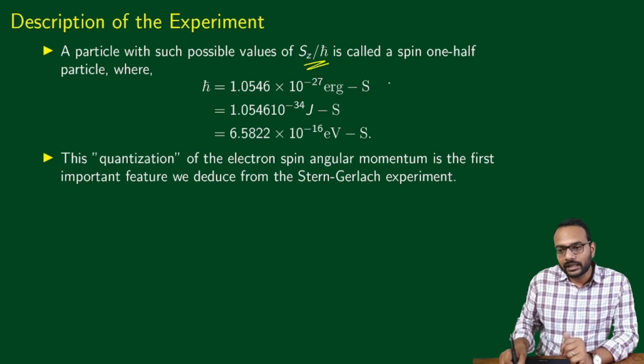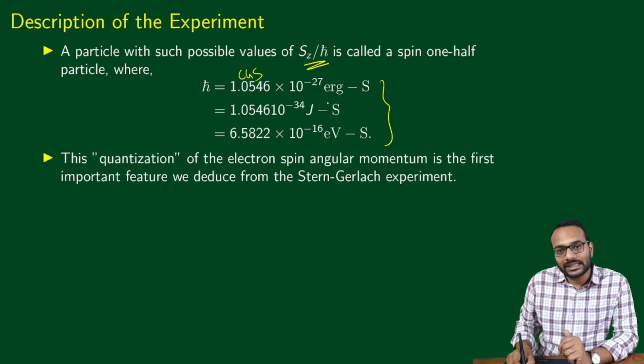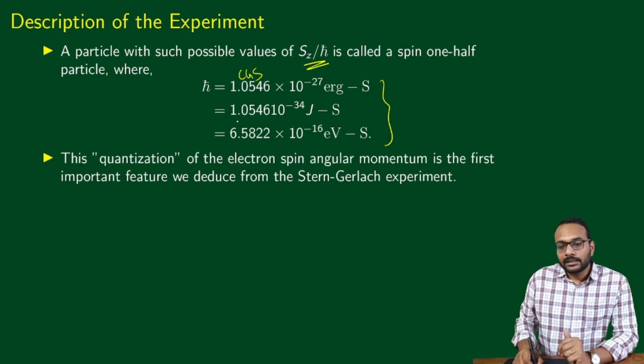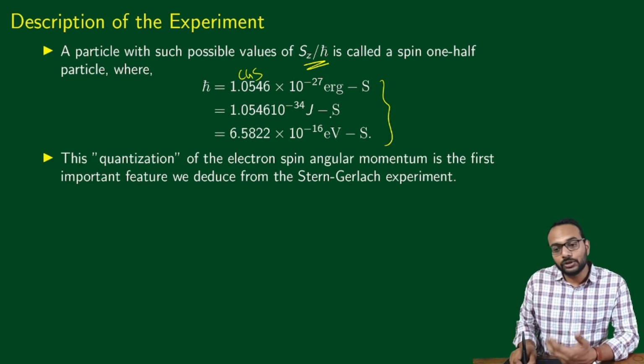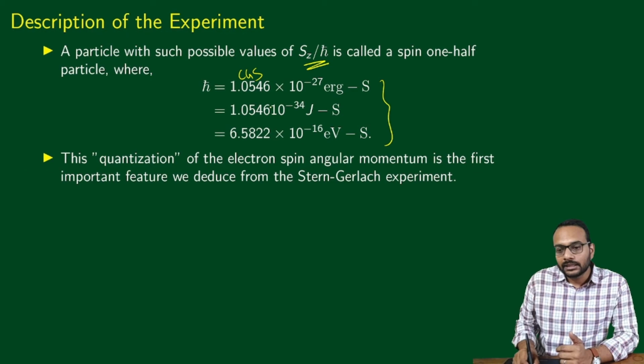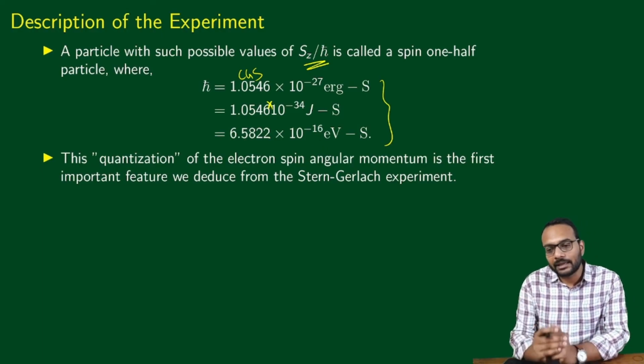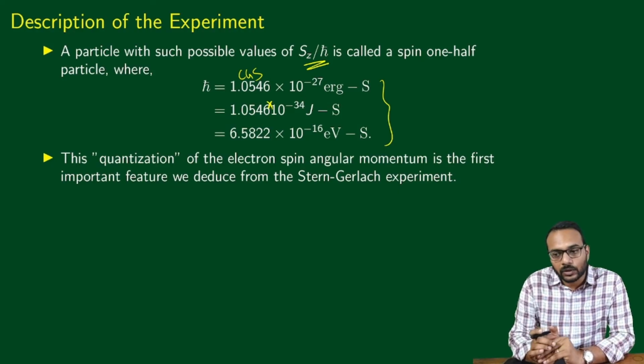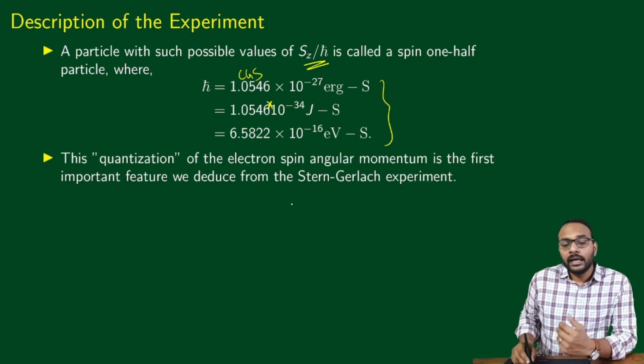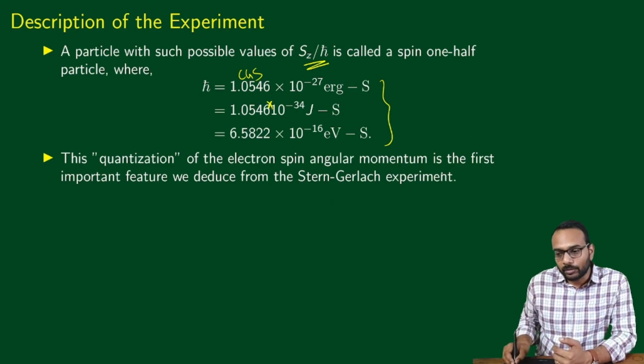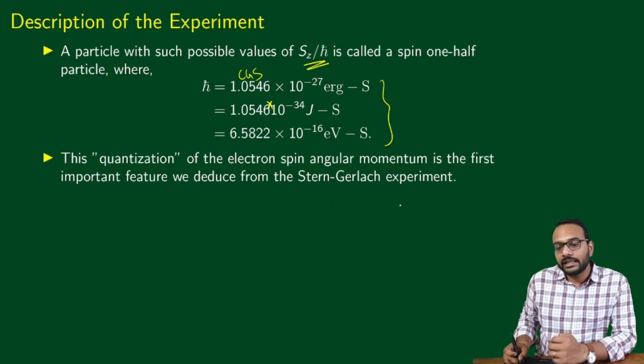The value of h cross are given in different unit systems here. This is in the CGS units. It's 1.0546 multiplied by 10 raised to minus 27 erg second. In SI units, it's in the units joule second. So the factor here is 1.0546 into 10 raised to minus 34 joule seconds. If you want in terms of electron volt second, it is 6.5822 into 10 raised to minus 16 electron volt second.